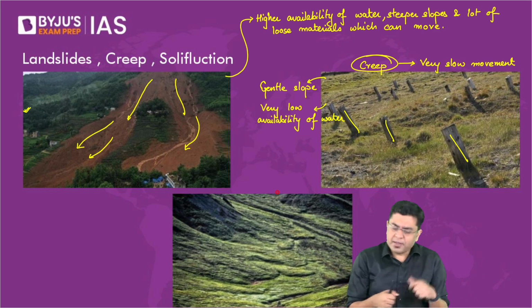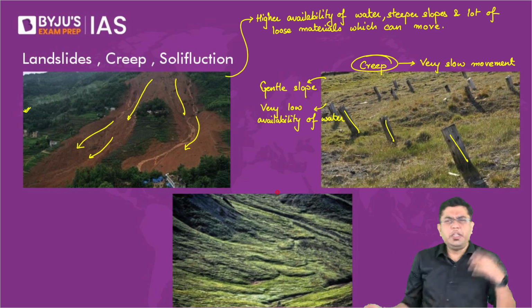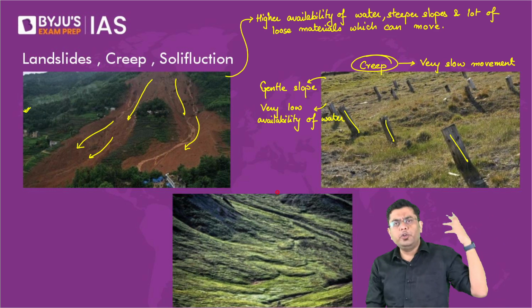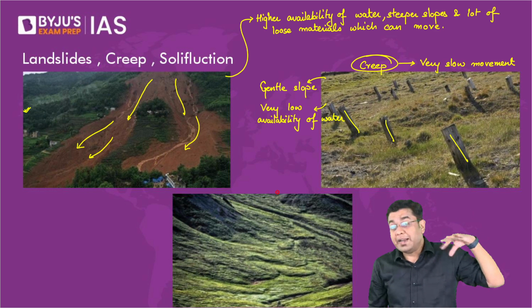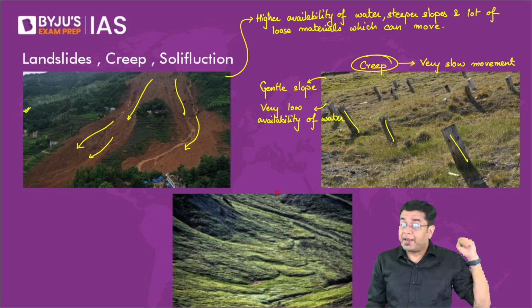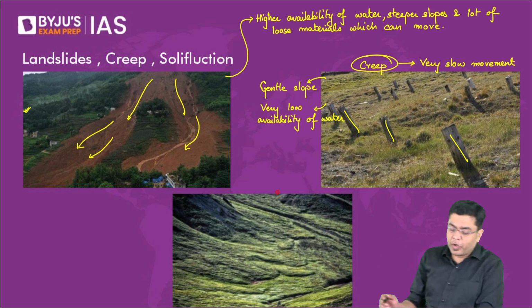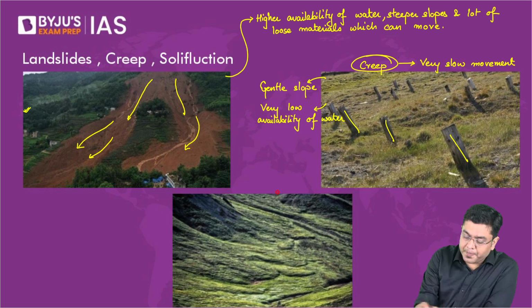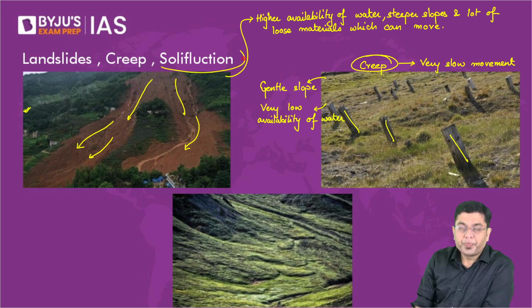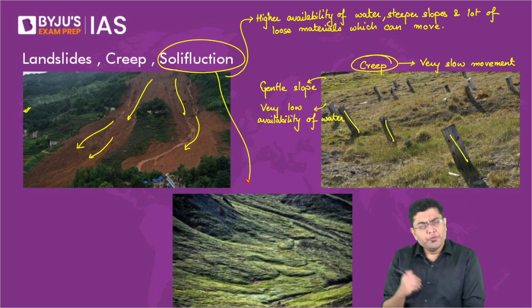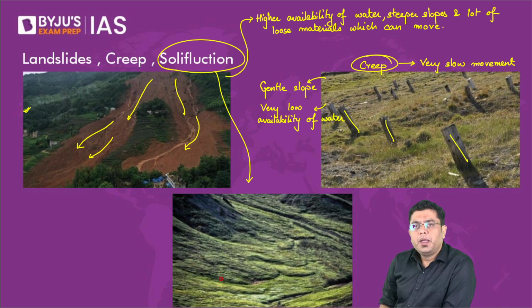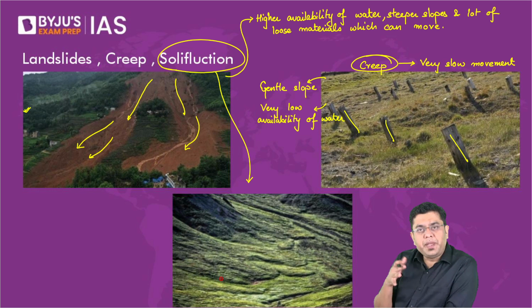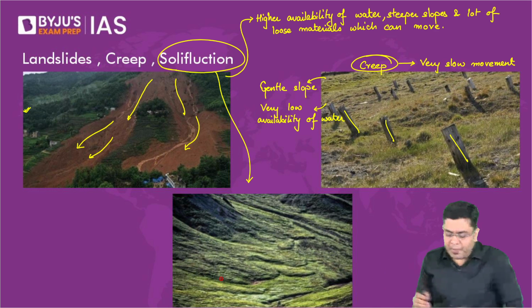Then we have another very interesting kind, which you observe either at very high altitudes or at very high latitudes, that is closer to the polar region. That is where it is very common. And that is what is referred to as solifluction. Now, what is this solifluction? In the case of solifluction, the topsoil starts behaving like a fluid. Why and how? So this is observed generally in the region of permafrost.